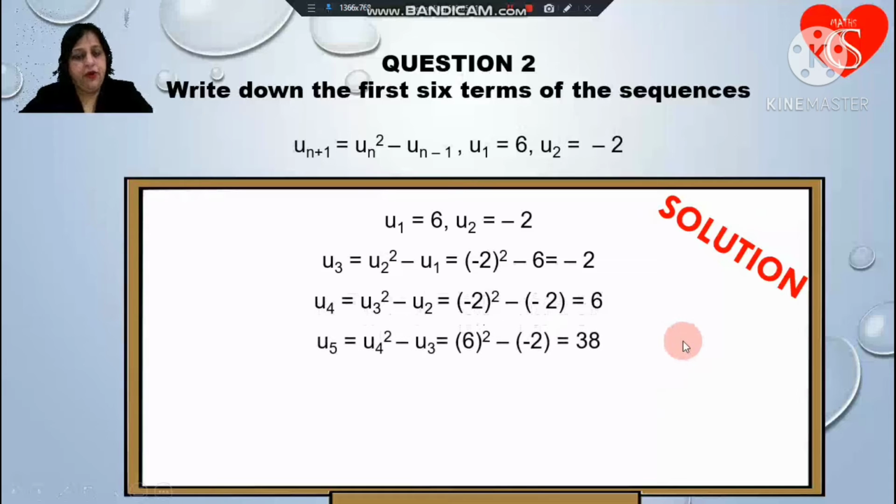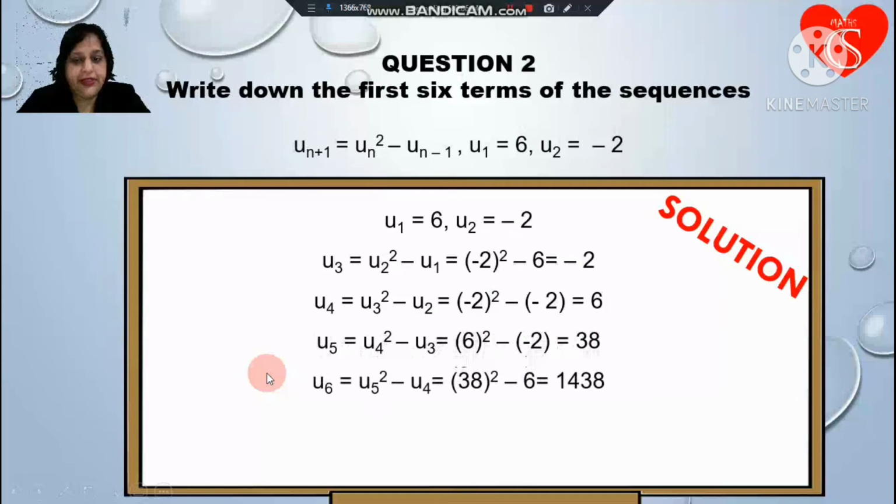And we go on with the fifth term, 4 plus 1. So here we are referring to your n as 4. So the fifth term is equal to the fourth term squared minus the third term, since 4 minus 1 is 3. Put in the value of your fourth term here, minus the third term. The third term is negative 2, so put in negative 2. Calculate the value to obtain your fifth term as 38.